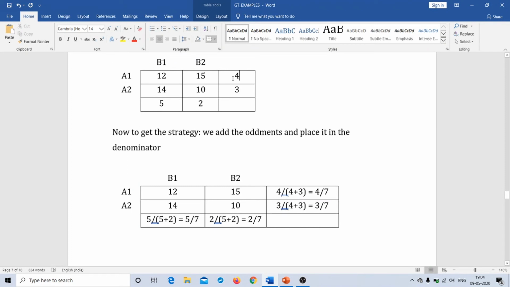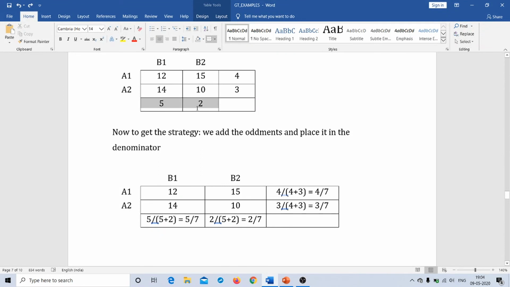So I say 4 divided by 4 plus 3. Similarly, 3 divided by 4 plus 3. So I get 4 by 7 and 3 by 7.